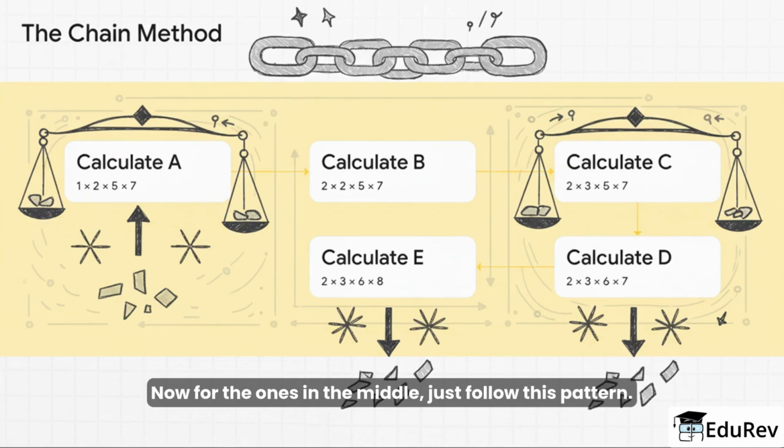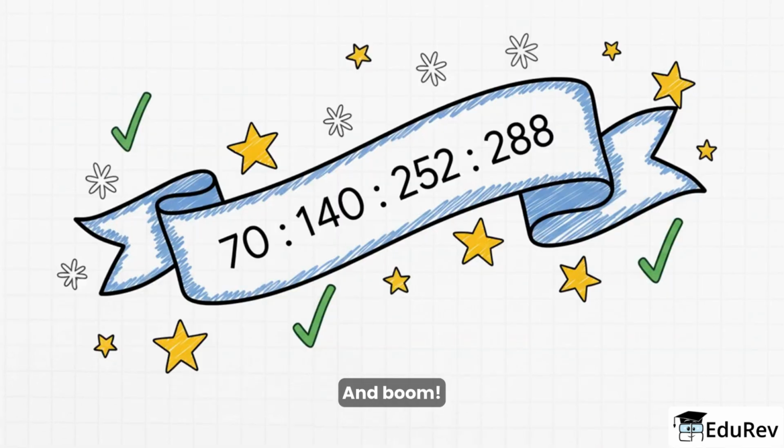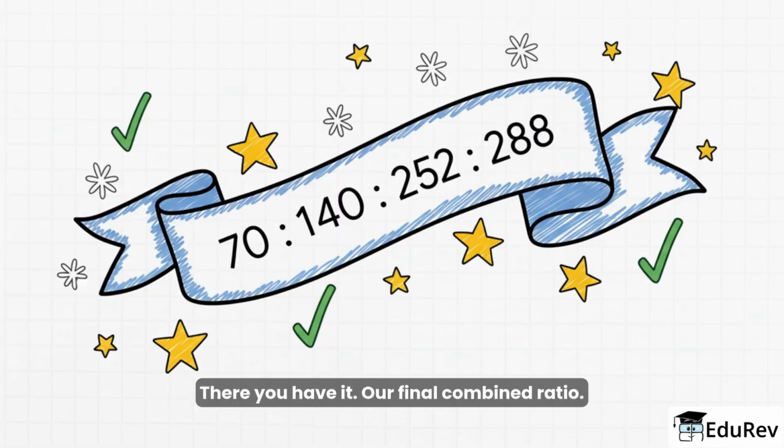Now for the ones in the middle, just follow this pattern. For B, you take the denominator of the first ratio, which is 2, and then multiply by the numerators of all the rest. For C, you take the denominators of the first 2 ratios, 2 and 3, and multiply by the remaining numerators. You see the pattern? Just follow that logic and you can solve these super fast. And boom, there you have it, our final combined ratio. Now we can easily compare any of these variables directly. That is the awesome power of the chain method.